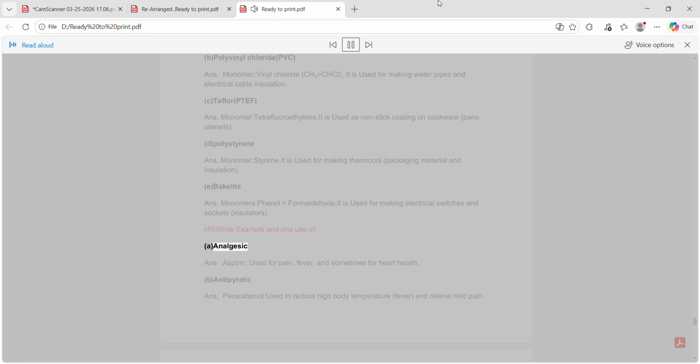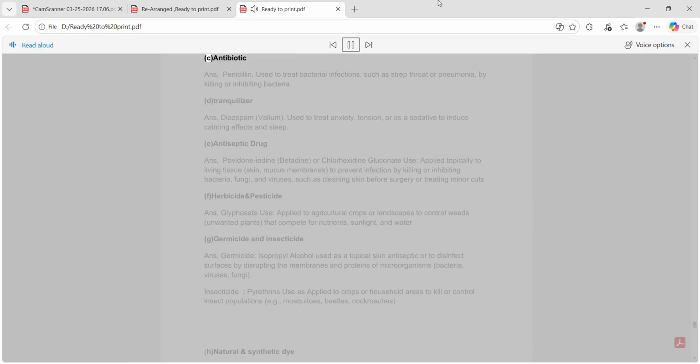A. Analgesic. Answer: Aspirin, used for pain, fever, and sometimes for heart health. B. Antipyretic. Answer: Paracetamol, used to reduce high body temperature (fever) and relieve mild pain. C. Antibiotic. Answer: Penicillin, used to treat bacterial infections, such as strep throat or pneumonia, by killing or inhibiting bacteria.